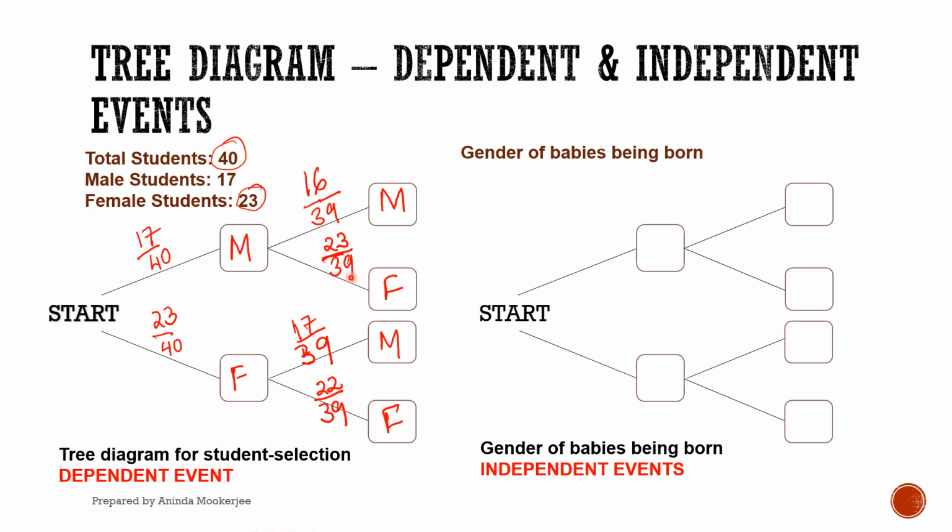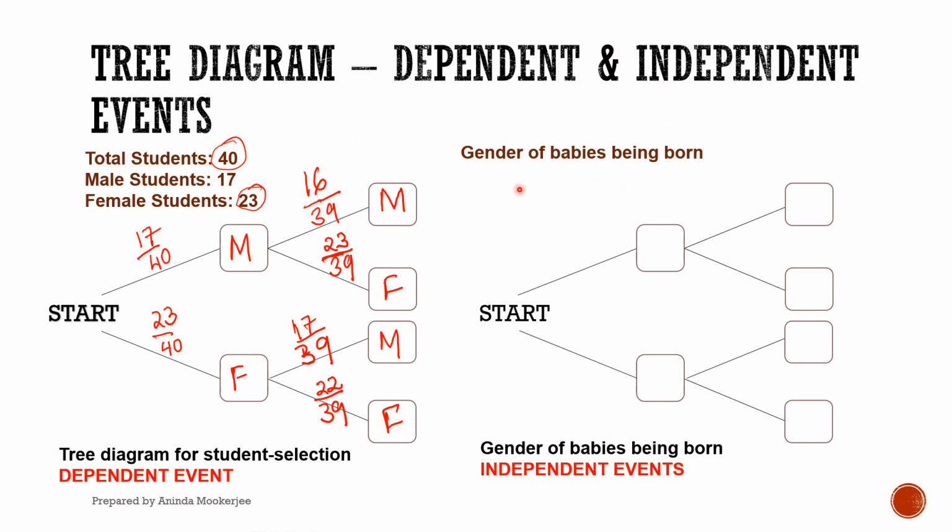And if they ask you to find the probability of a male and a male, it's 17 over 40 times 16 over 39. If it's the probability of picking a male student followed by a female student, it would be 17 over 40 multiplied by 23 over 39. So we just multiply the probabilities, but it's important to figure out the probabilities at each trial correctly in dependent events. What happens in independent events?